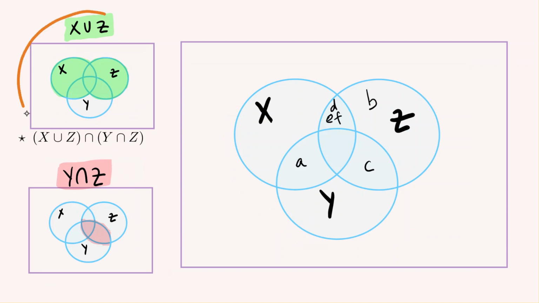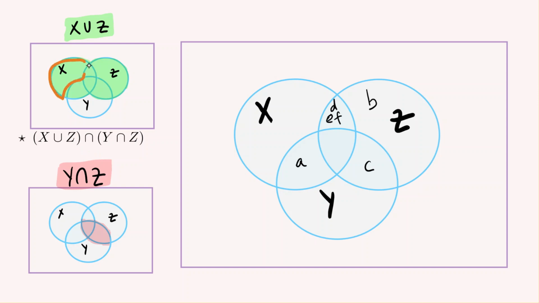So as before, x union z is everything in x and z together. Y intersects z is only what the two sets share, which is this area. And then as we think about intersecting these two Venn diagrams, intersection symbol, we will only shade what they both share together. So remember, if it's shaded in both, it's shaded in the overall for intersections.